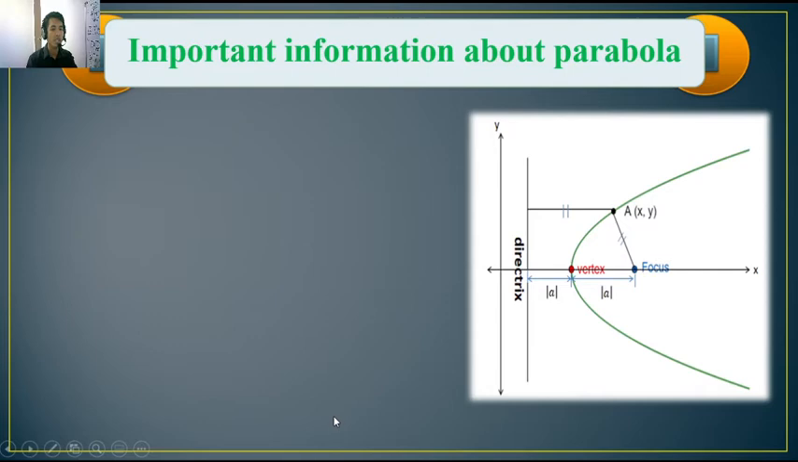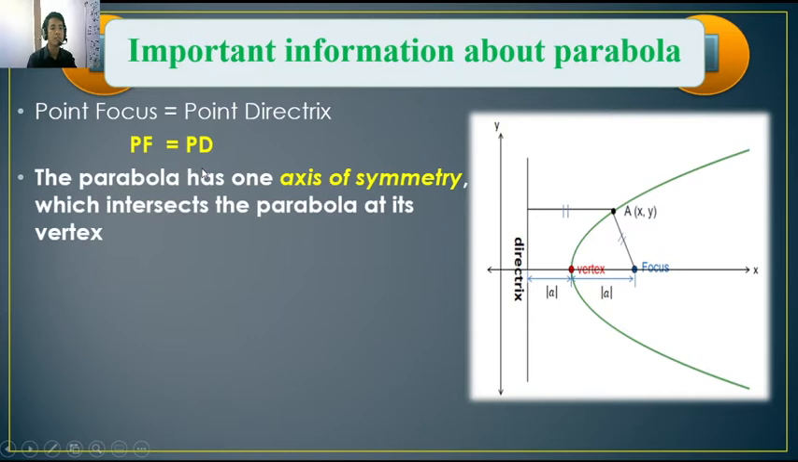So now, let's proceed to the important information about parabola. Based on the illustration, the distance from point P to the focus is equal to the distance from point P to the directrix. So that is PF is equal to PD. Next, the parabola has one axis of symmetry which intersects the parabola at its vertex. So this is our axis of symmetry that intersects the parabola at its vertex.